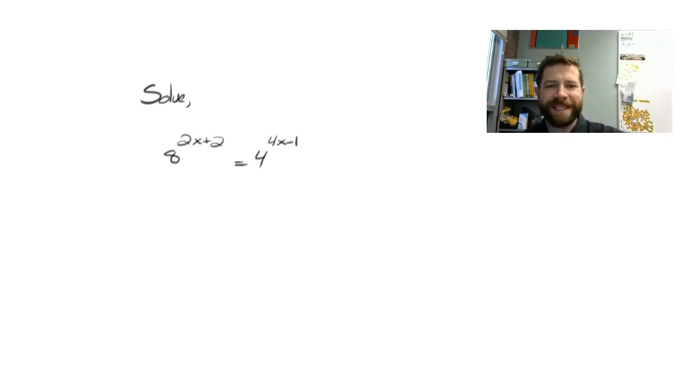All right, we're asked to solve this exponential equation. We're going to use the common base or like base property to solve this. And what that means is we're going to find a base, in this case it would be 2, that we can use to replace the 8 and the 4. So in this case, 2 squared is 4, and 2 to the third is 8.